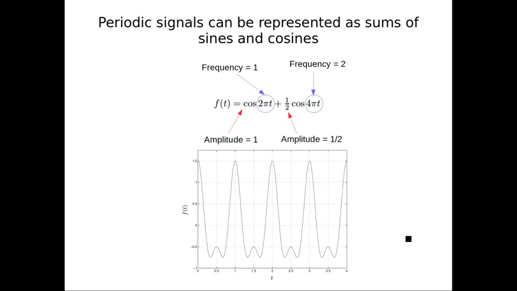Okay, so moving on. Periodic signals aren't necessarily just simple sinusoids, but we can represent more complex signals as sums of sines and cosines. So here I plot f(t) equals cosine 2 pi t plus 1/2 cosine 4 pi t. So the first signal has frequency 1, and the second signal has frequency 2. So in the plot, you might see these as the slow frequency of 1 and the faster frequency of 2. And then the coefficients in front of these cosines are their amplitude. So here the bigger signal has amplitude 1 and the smaller signal has amplitude 1/2.